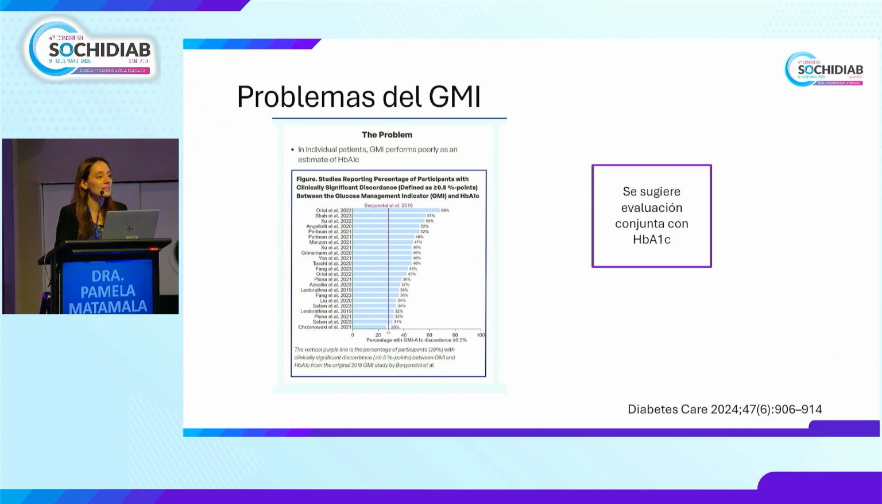Among the benefits we may find is for those patients denominated fast glycators, where GMI could give us some light about what is happening with the patient.